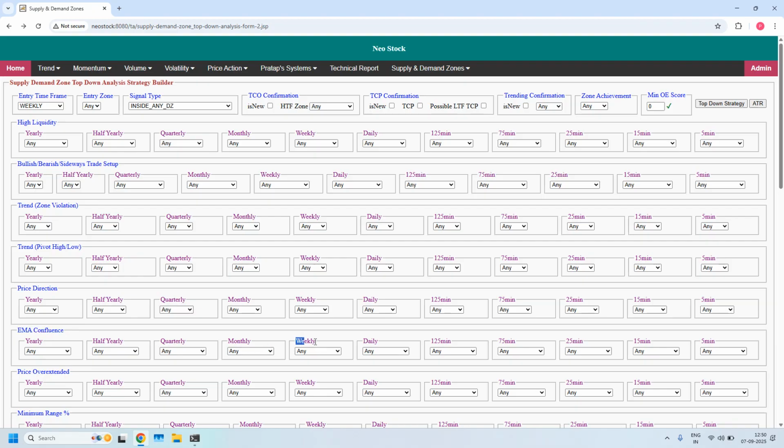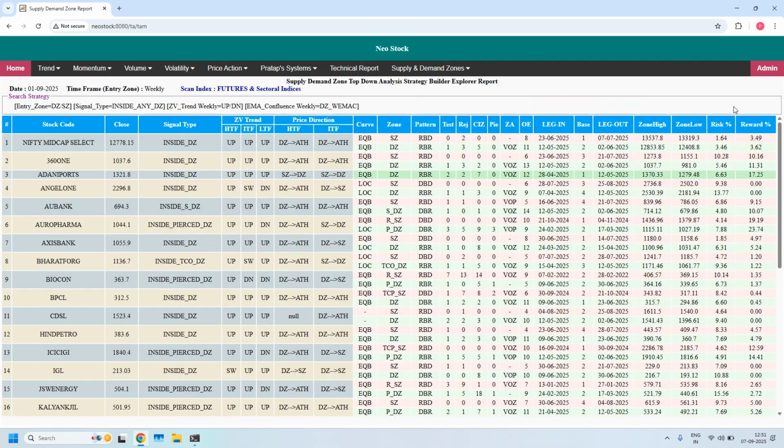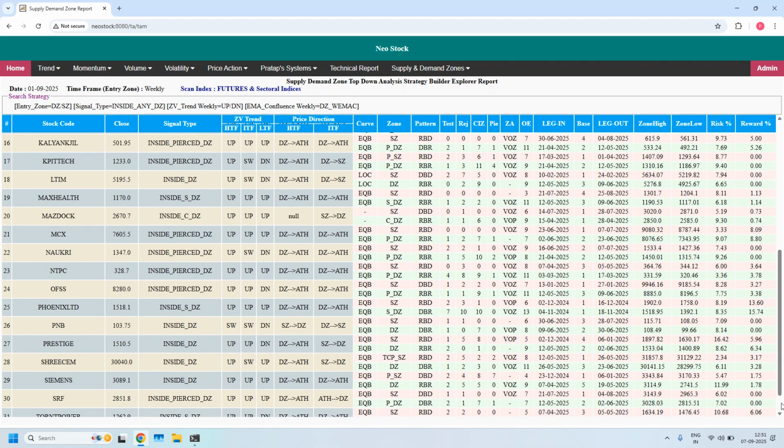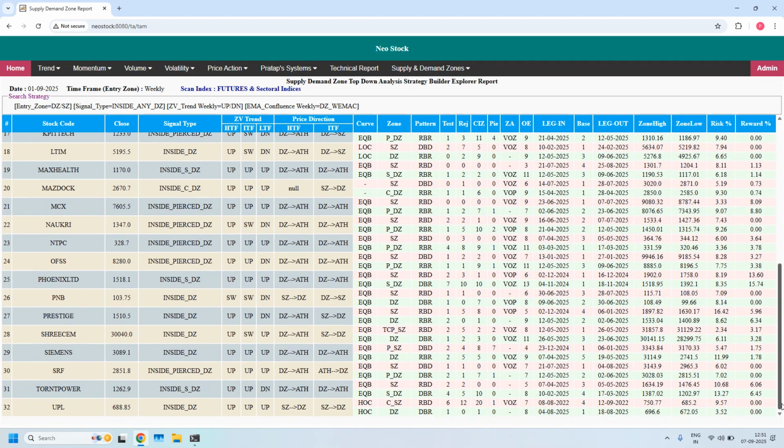EMA confluence at weekly time frame, checking weekly demand zone having weekly EMA confluence, and also trend on the weekly should not be sideways. So it can be up or down trend. Let's filter. So first 16 stocks in the list, all weekly demand zones having weekly EMA confluence, and current price closed inside those weekly demand zones. So these are the high probability weekly demand zones, can be used as HTF zones or ITF zones depending on your strategies. Okay, I'm scrolling the list down. So total 32 stocks are filtered.